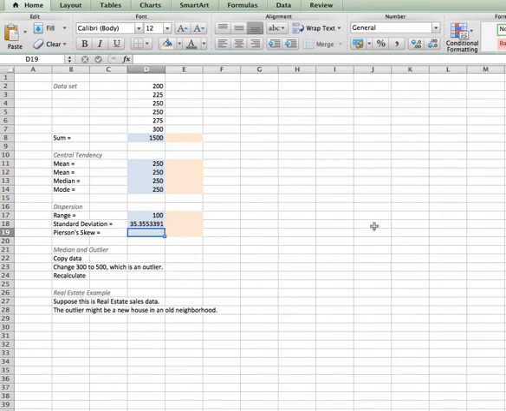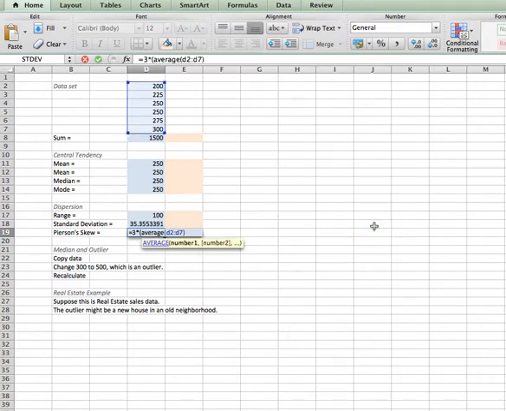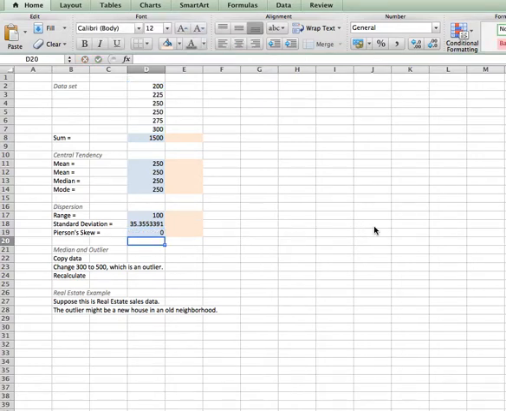And next, let's calculate Pearson's skew. I don't know that there's a function in Excel for Pearson's formula, so we have to remember it from the last page. So it equals 3 times the average minus the median, we have to get our parentheses right, divided by the standard deviation. And that gives us 0, and we would expect that because this data set is symmetric, there is no skew.